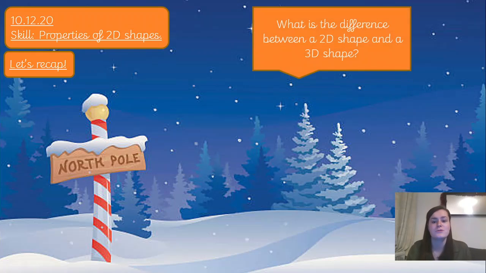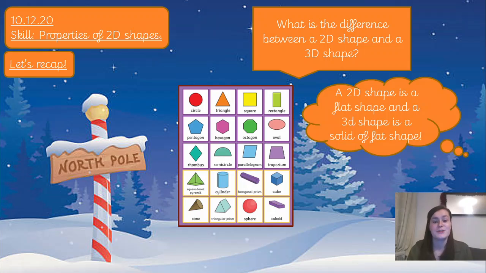So first of all, can you remember what is the difference between a 2D shape and a 3D shape? Have a think. So a 2D shape is a flat shape and a 3D shape is a solid shape that you can hold. So we said yesterday that you can't hold a 2D shape because it's got to be on something, but a 3D shape is one that you can pick up.